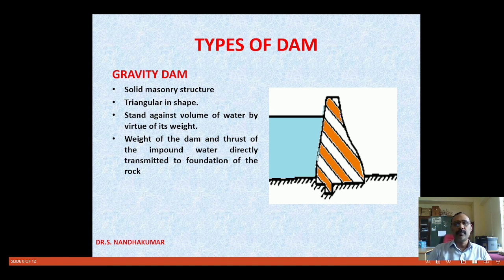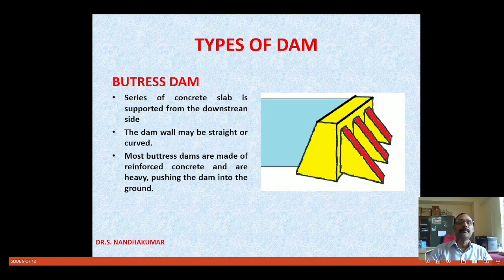So keep three things in mind. One, the dam is triangular in shape, and its weight is very high compared to the other types. Two, it is constructed of solid masonry structures. Three, the weight and the thrust of the impounding water are directly transmitted to the foundation. This type of dam we call a gravity dam.